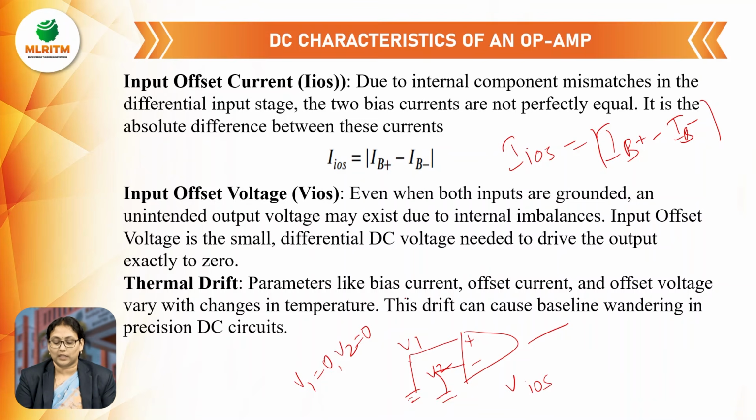Next, thermal drift. Parameters like bias current, offset current, and offset voltage vary with changes in temperature. This drift can cause baseline wandering in precision DC circuits. So this is called thermal drift. It is nothing but because of temperature variations, parameters like bias current and offset voltage will vary.